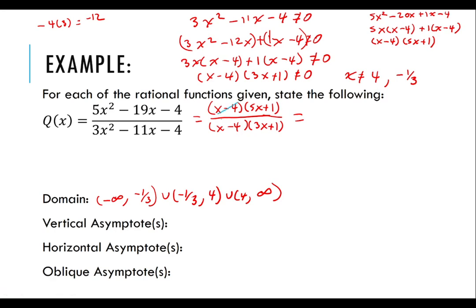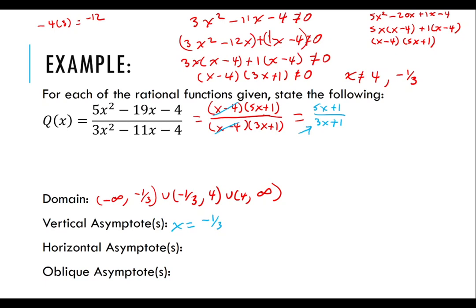Notice that x minus 4 divided by x minus 4 is 1, so I'm left with 5x plus 1 divided by 3x plus 1. And so the fact that we factored out some stuff changes what our vertical asymptotes could be. So specifically, now I look at whatever the denominator is of my factored rational expression, and whatever would make it 0, that's where I have vertical asymptotes. So specifically, my vertical asymptote is going to be x is equal to negative 1/3. And so I have a vertical asymptote at x equals negative 1/3.